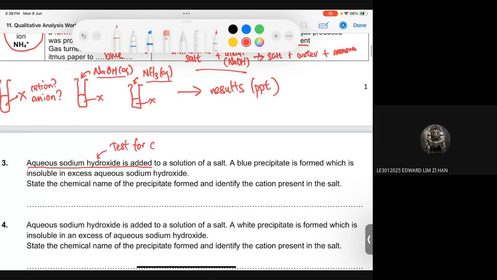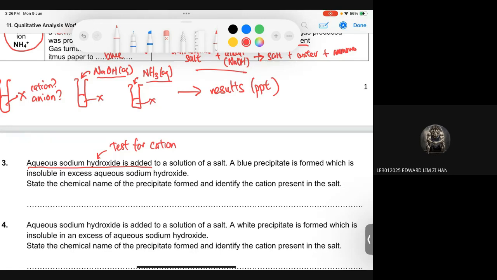Things that are tested like sodium hydroxide. Think of an animal. Cat ion. Yeah, so you're testing for cation. So always go for the general idea of what you are doing first. If I'm adding aqueous sodium hydroxide, in this case here, I'm testing for cation. Okay, so that's correct.